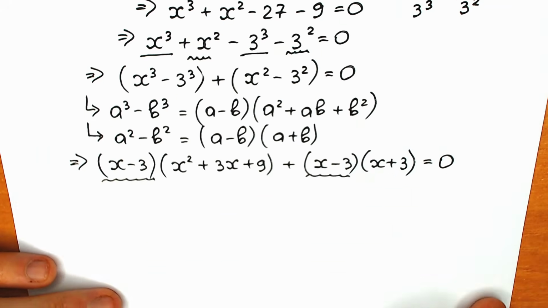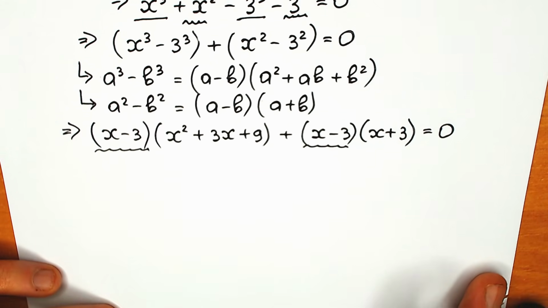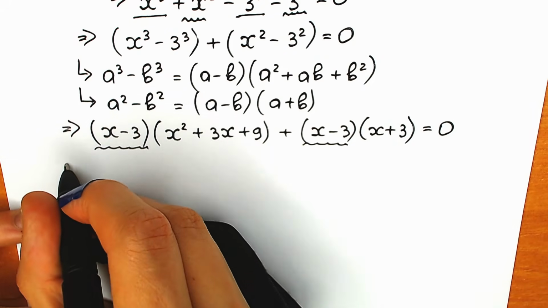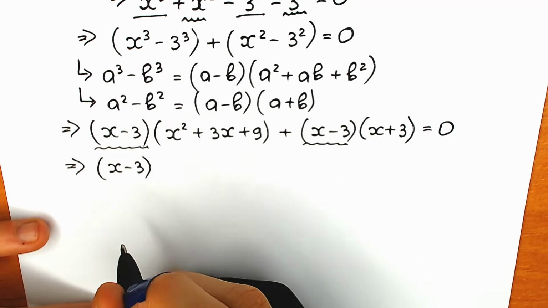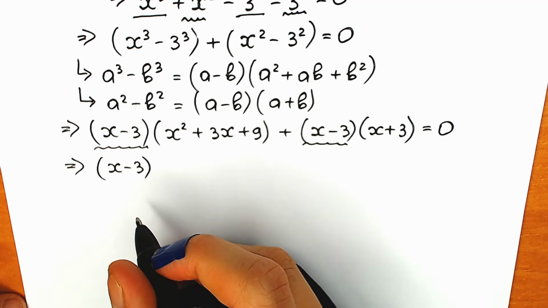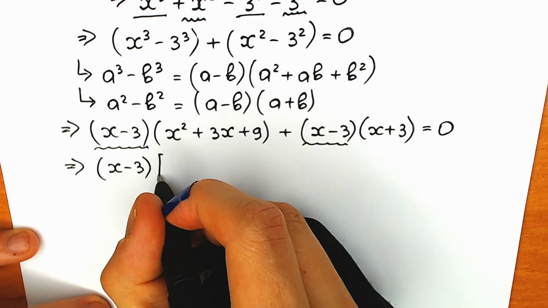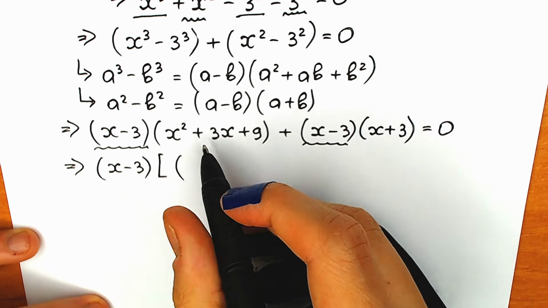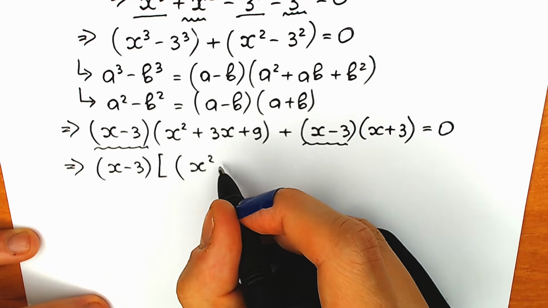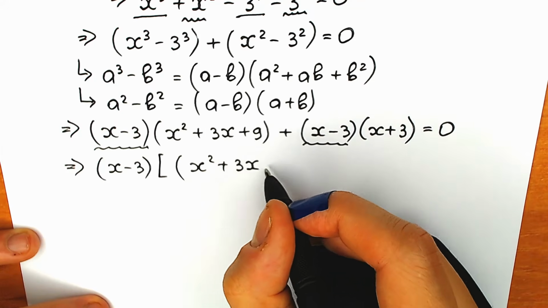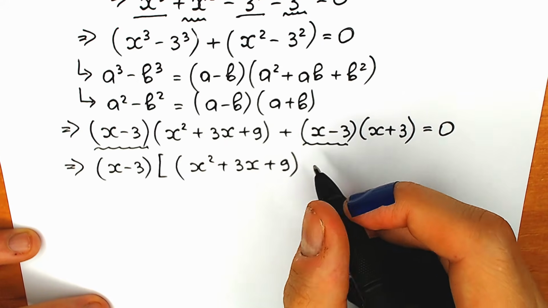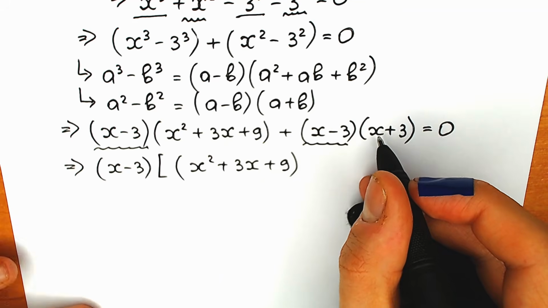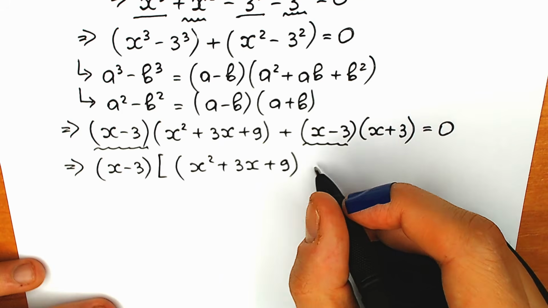So basically, we can actually factor this x minus 3 as a common factor. So let's do it right now. x minus 3, we factor it. And in another parenthesis, what do we have? I just use these type of brackets. We have x squared plus 3x plus 9. Yeah, we can actually write it like that. And we have plus this expression, plus x plus 3.